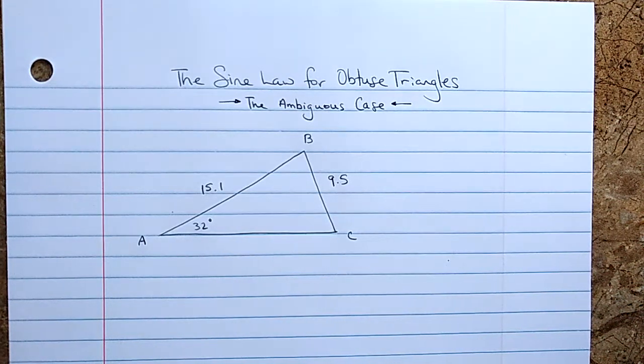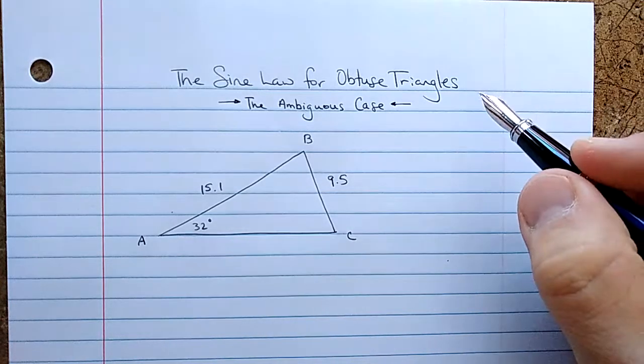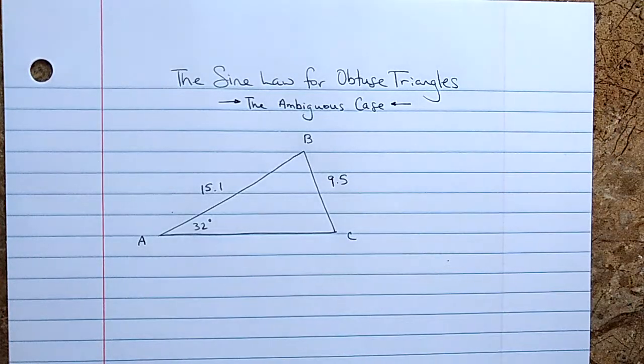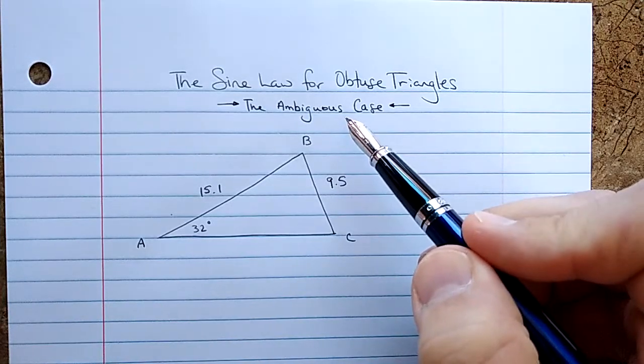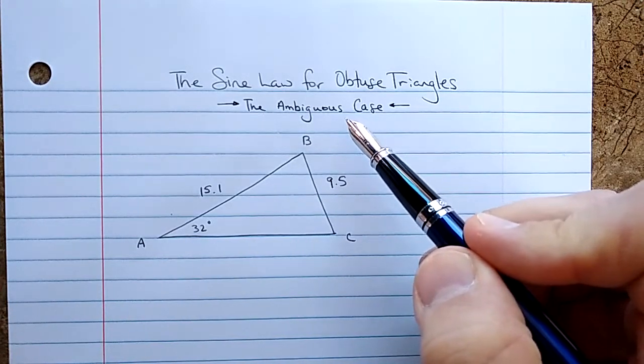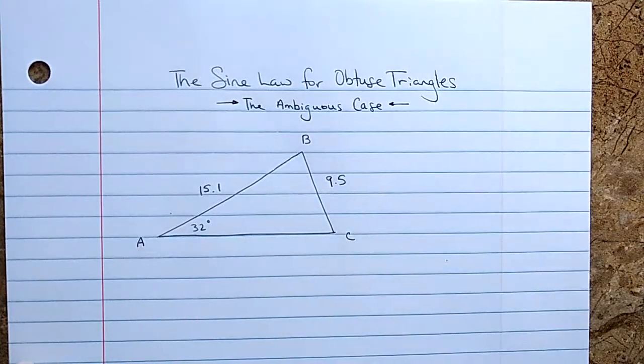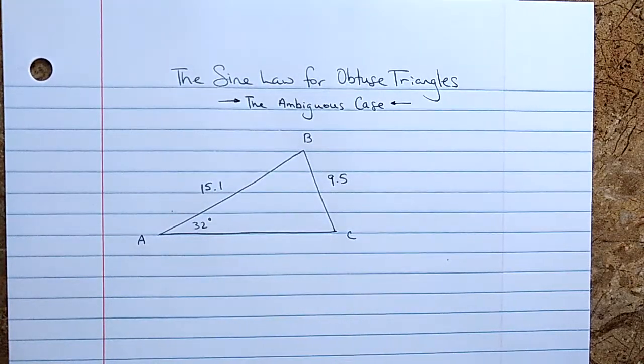We're going to learn about how the sine law works for obtuse triangles, and we're going to learn about the ambiguous case. Now, the word ambiguous means that the answer is uncertain. There's more than one possibility, and so that's going to come up as we move through this, that we can have more than one answer to a single question.